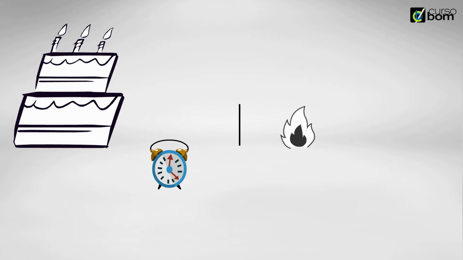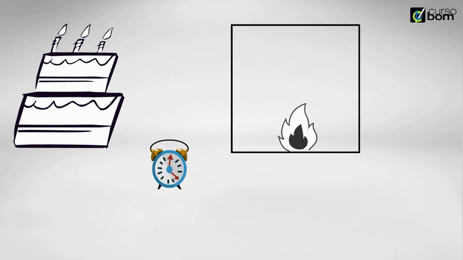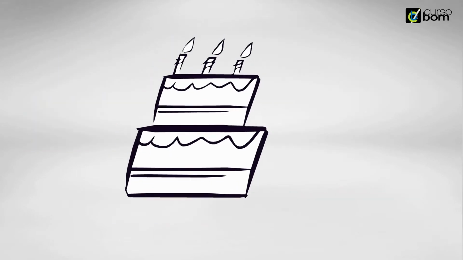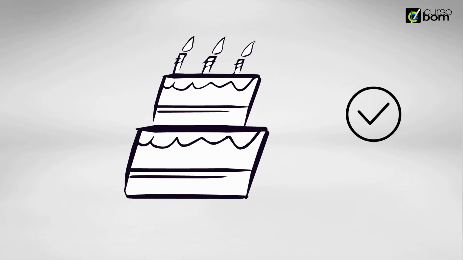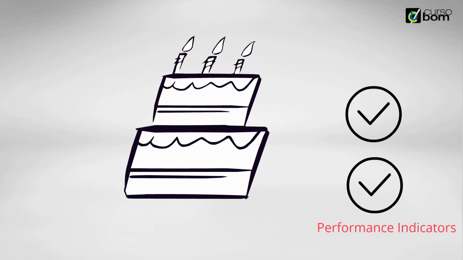There is a predefined time for baking it in the oven. That will be the equivalent to a project schedule. And a well-succeeded result is a cake with the expected taste and consistency. Those would be the performance indicators that, despite being somewhat subjective in this example, it's possible to evaluate.